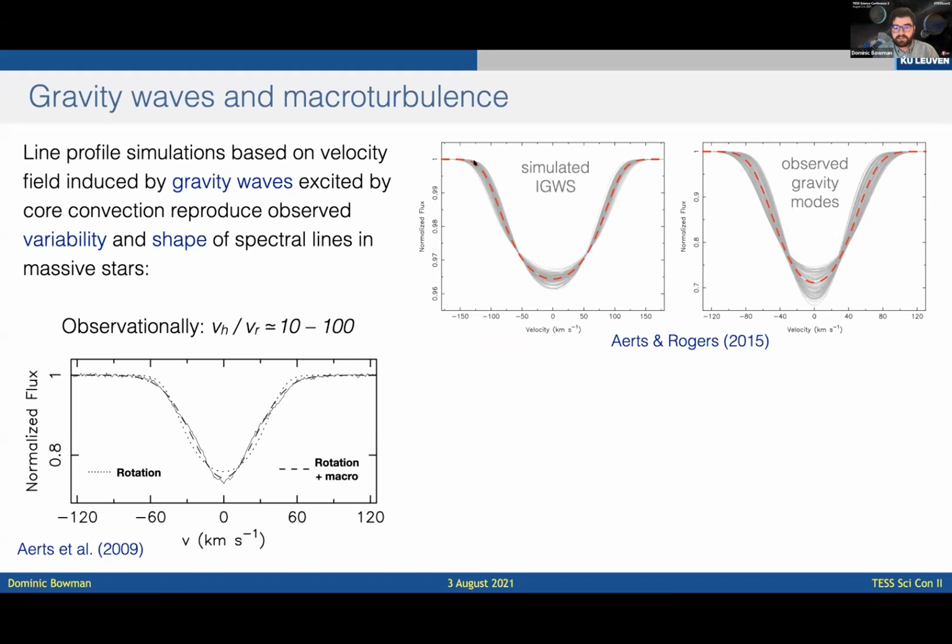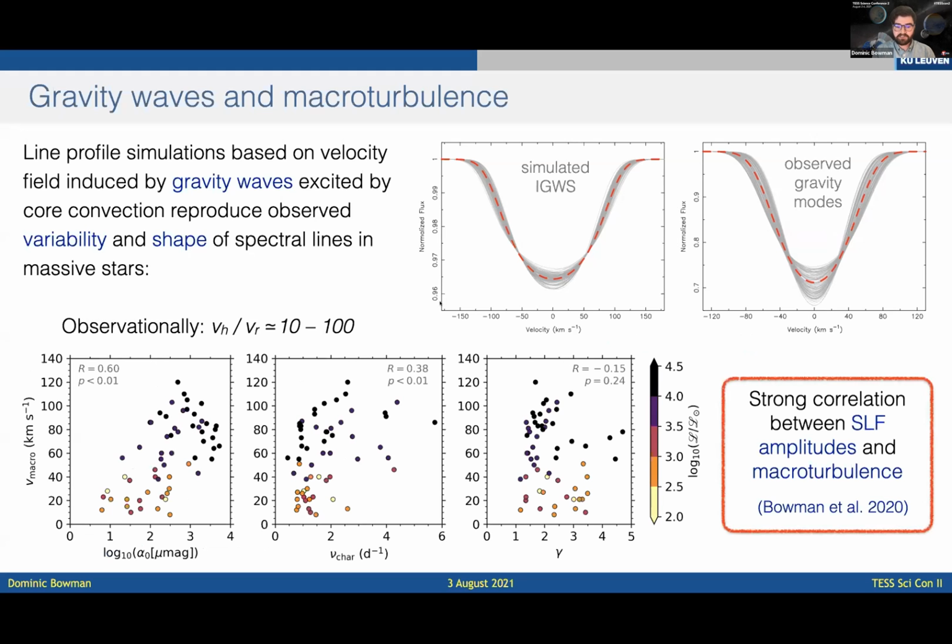So on the left here, each gray line is a spectral line, and you can see the line is moving around because of the pulsations. And on the right, this is a series of observations, and so you see there's a very good match here between them. So spectroscopically, macroturbulence has obviously been very strongly linked to pulsations.